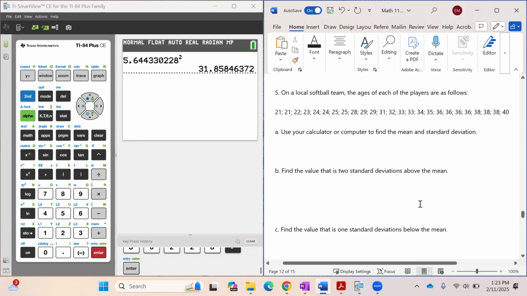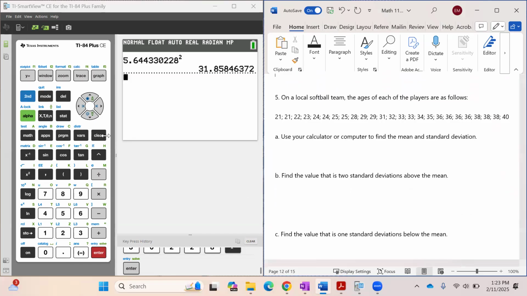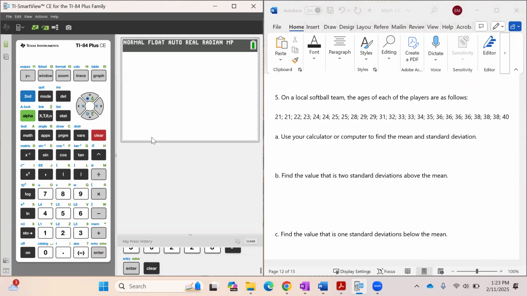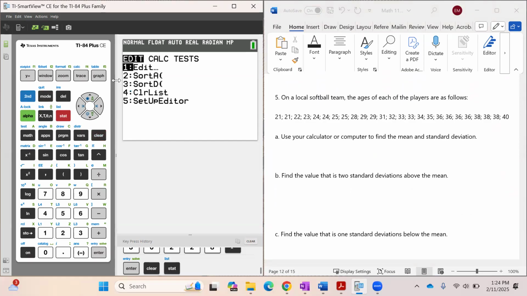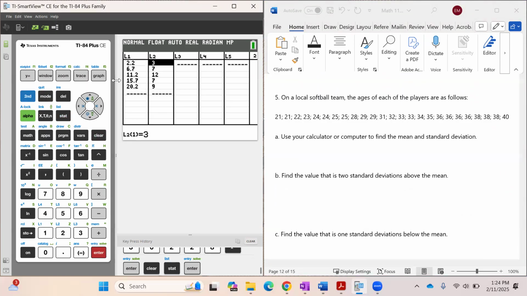So on a local softball team, the ages are as follows, and we have a couple ages here. It says use our calculator or computer to find the mean and standard deviation. We're going to use our calculator. So take a second, pause the video, and enter in this list of data. Make sure to clear out your list. So go up to the top, hit clear, enter, clear, enter, and make sure to enter in your list. So I'm going to pause the video and go ahead and enter in your data.